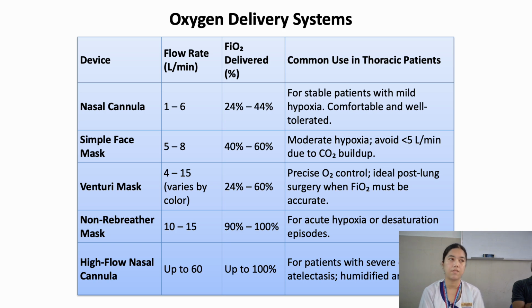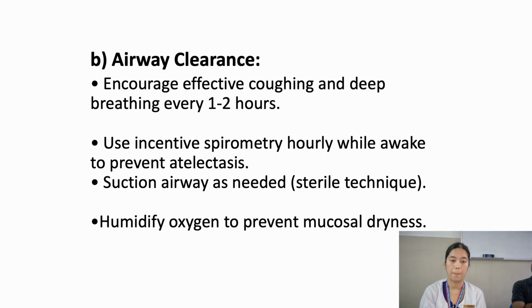And Venturi mask, it varies by color, but a flow rate of 4 to 15 liters per minute is provided with 24 to 60% FiO2. Non-rebreather mask provides 10 to 15 liters per minute flow rate with 90 to 100% FiO2, while high-flow nasal cannula provides up to 60 liters per minute with up to 100% FiO2 delivered.